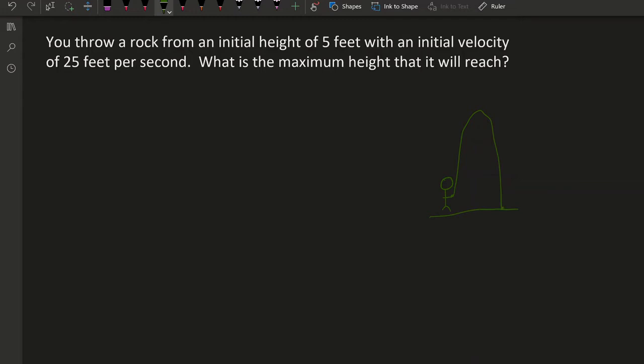You're throwing it from an initial height of 5 feet, so that means right here where your hand is, 5 feet above the ground. And then it's going to go up, and then it's going to fall down. So the question is, what's the maximum height? That would be right here. So, a key point that we should recognize is that the maximum height is going to take place at the vertex. And the vertex always takes place on an invisible line right here that we call the axis of symmetry.